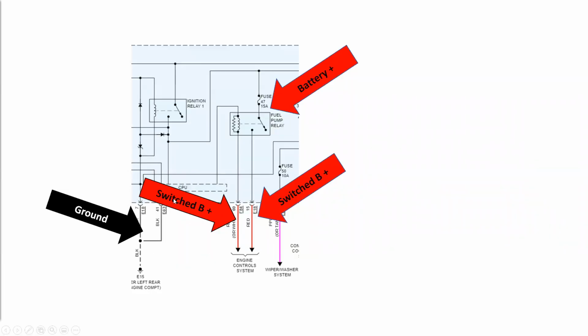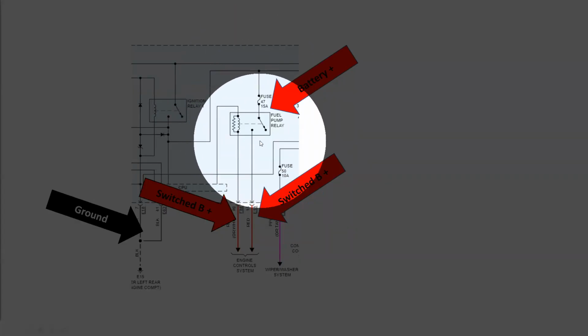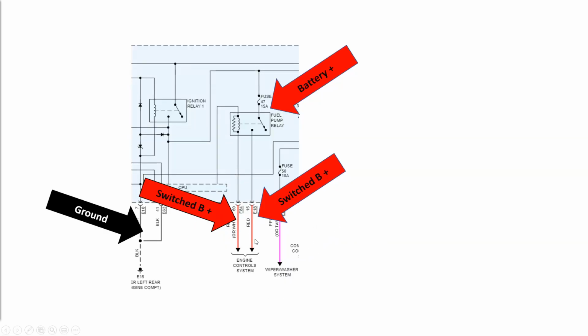On the other side, we needed battery positive power through the fuse. We closed the switch to the fuel pump relay. We energized the relay. Now, before we start doing any testing, we really need to take a close look at that schematic. And as we do that, what do we see?